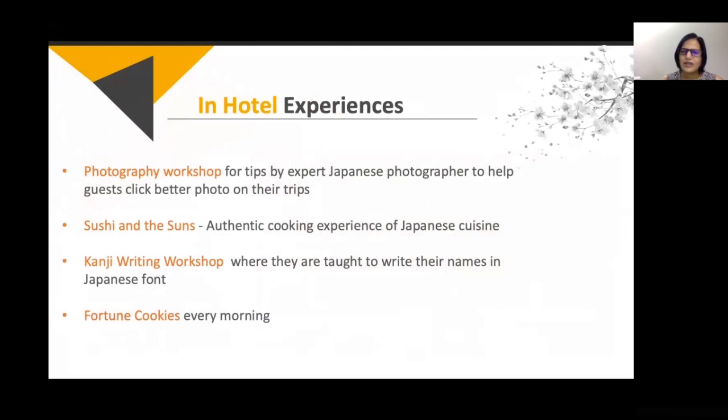Other hotel experiences we gave them was a photography workshop, because Japan is very well known for photography. Some of the biggest camera brands come from Japan, like Nikon. There's Sushi and the Sun. So again, we connected it to Japan. It was an authentic cooking experience. Then the kanji writing workshop. Kanji means the Japanese font, like Japanese calligraphy, and we suggested a kanji writing workshop for them. And fortune cookies. So all Japanese traditional elements, we were trying to give them to create that memorable experience that they wanted.